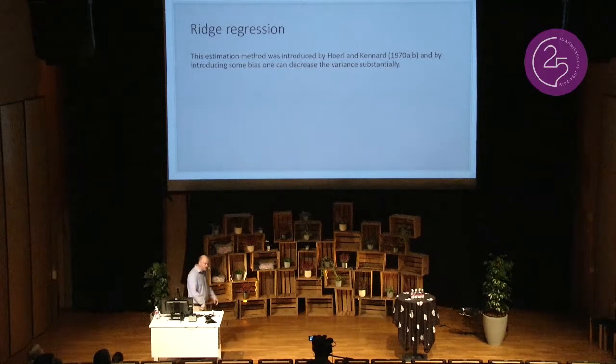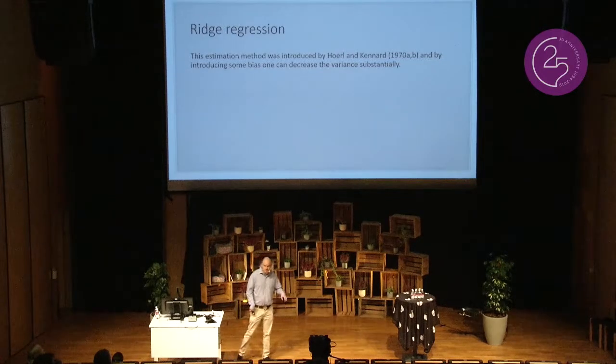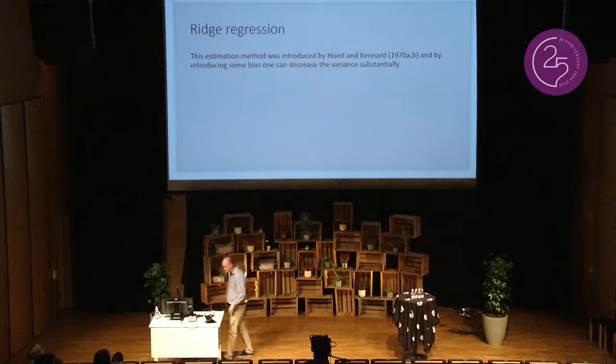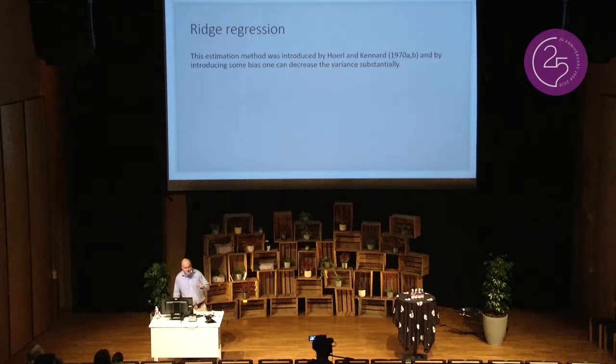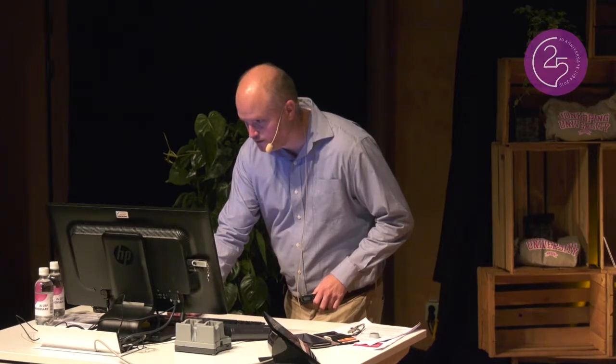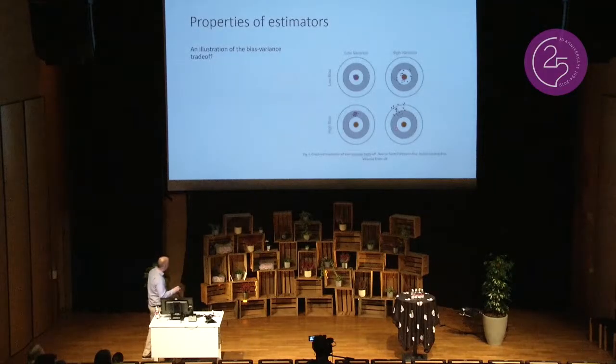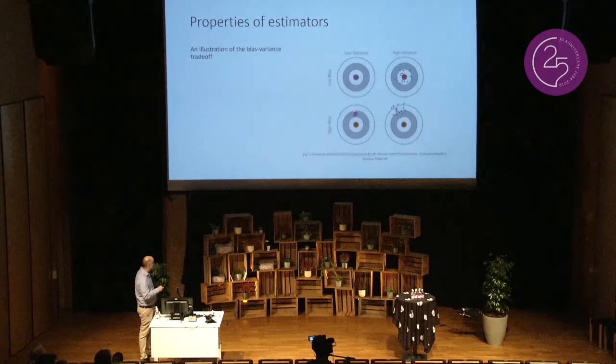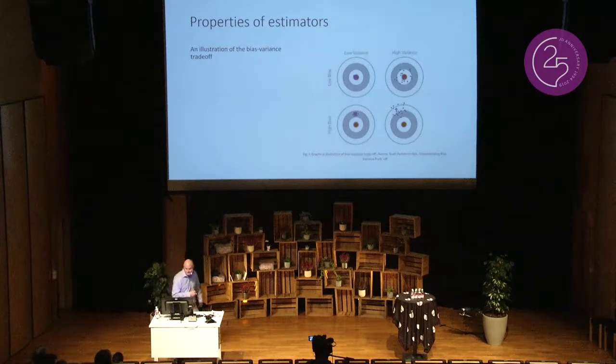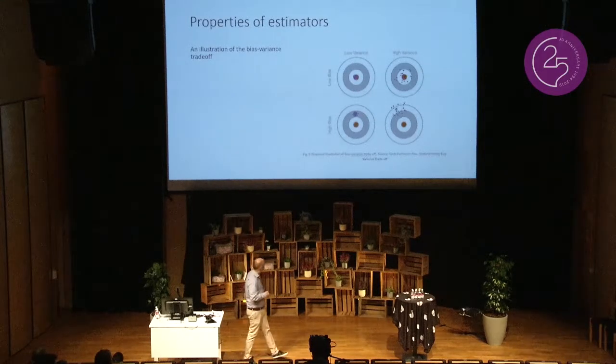And they showed that one can decrease the variance substantially when you have a multicollinearity issue by introducing a little bit of bias. So if we go back, instead of having this situation, this is a case of multicollinearity. We have no bias actually, but we have very high variance. Then you can move to this situation with a higher bias, hopefully not a high bias, but a higher bias at least, and a low variance.